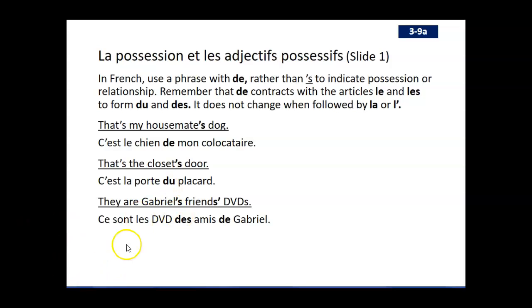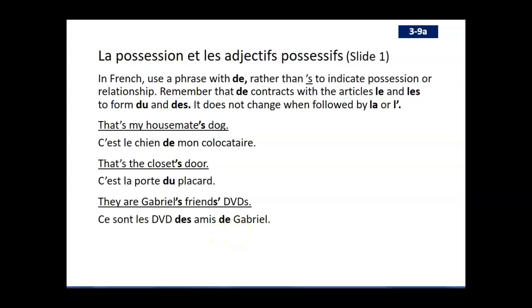And finally, they are Gabriel's friends' DVDs. We have two possessives in a row here, so we're going to end up having two possessives in our French sentence too. So, ce sont, this is referring to more than one thing. They are the DVDs of the friends of Gabriel. So it's really reversing the word order and just showing the same relationship as the apostrophe with the word de or whatever it combines with. So des amis would be de plus les forms des, and then de Gabriel.